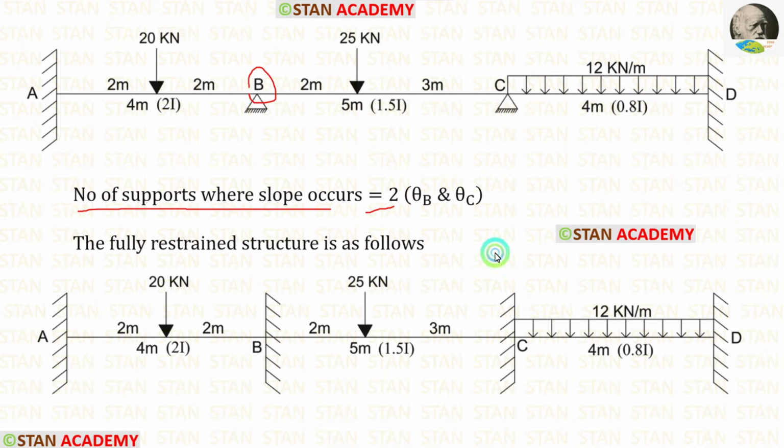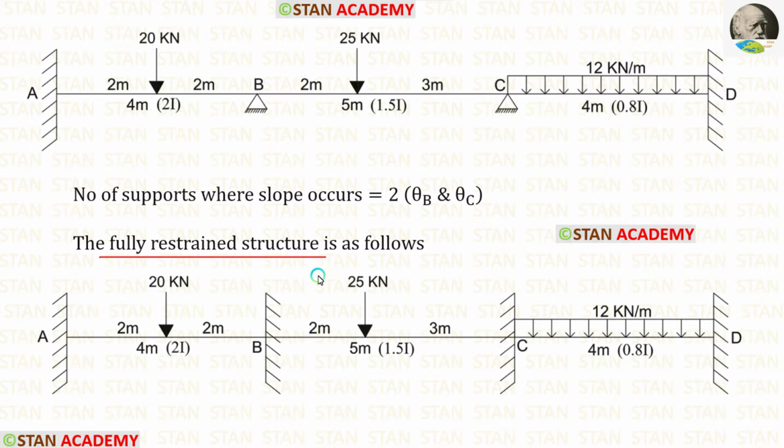In the point B, we are having theta B, and in the point C, we are having theta C. So, in this analysis, there are two unknowns. If we calculate these two unknowns, we can easily find the final moments. Now, let us make the fully restrained structure. In the fully restrained structure, there will be no slope.